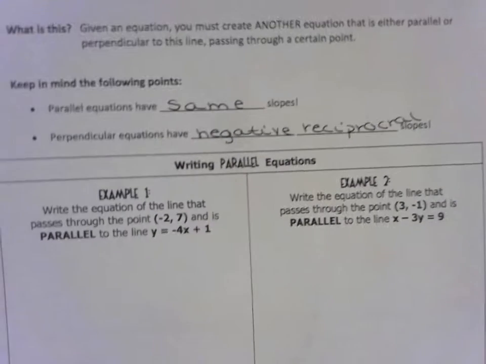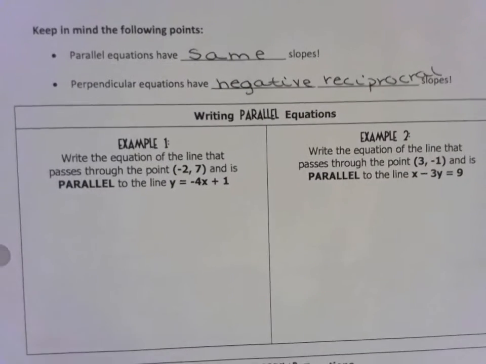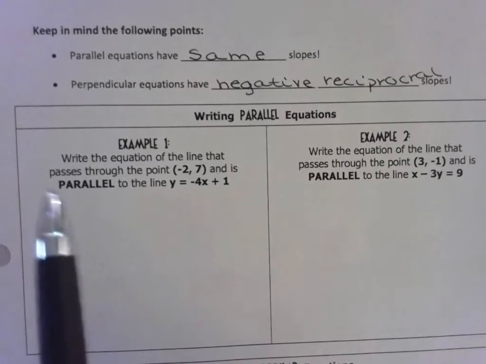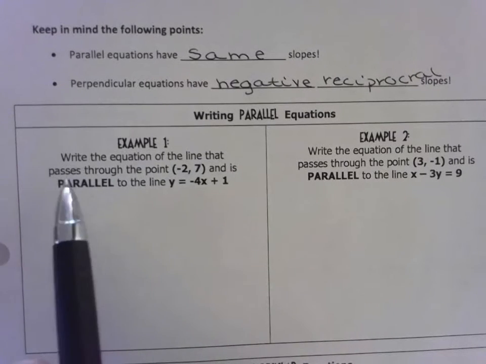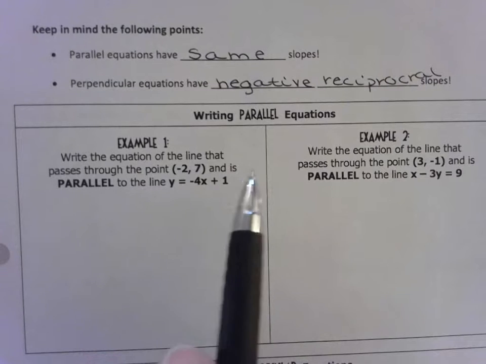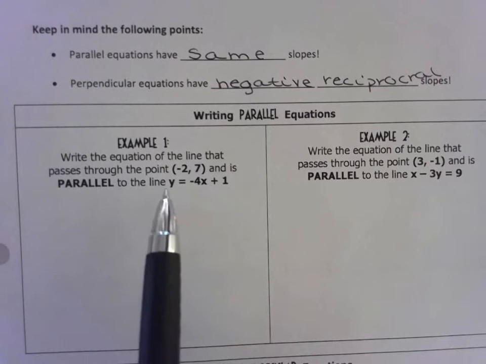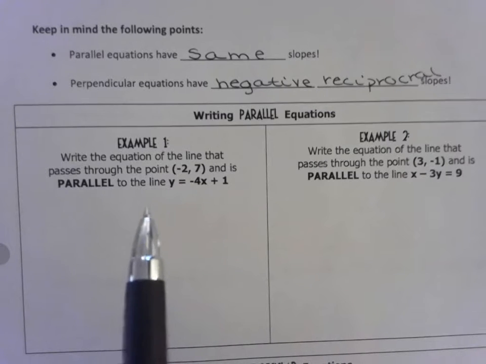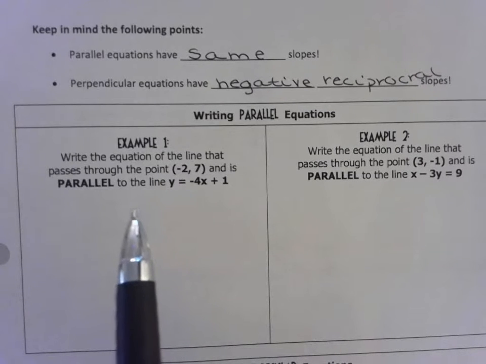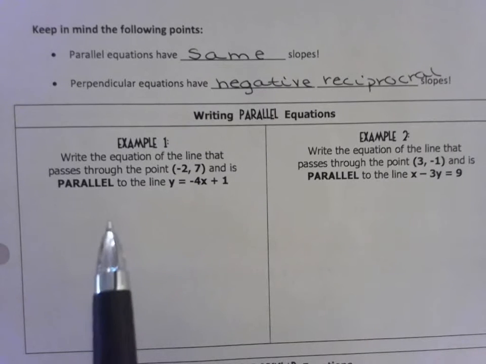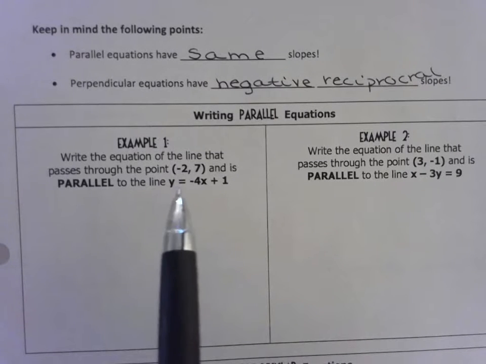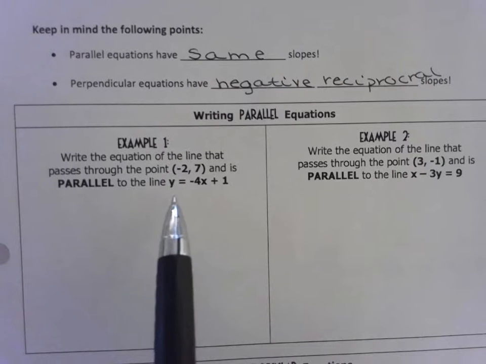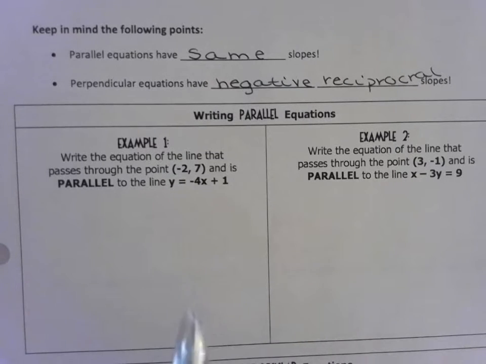We just have a few examples to look at. Let's look at parallel equations. Let's look at the first example. Write the equation of the line that passes through the point -2, 7 and is parallel to the line y equals -4x plus 1. Something to keep track of here: we are writing a different equation. We are writing a brand new equation that represents a line that goes through the point -2, 7 and is parallel to the line y equals -4x plus 1.